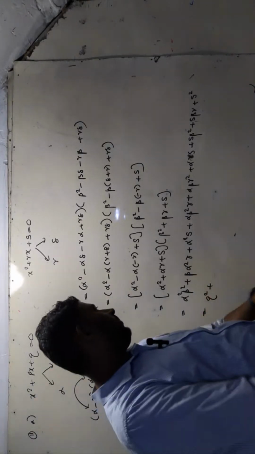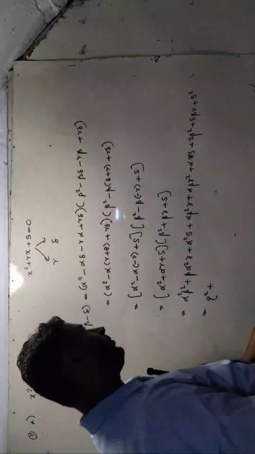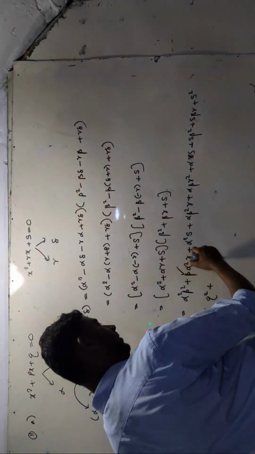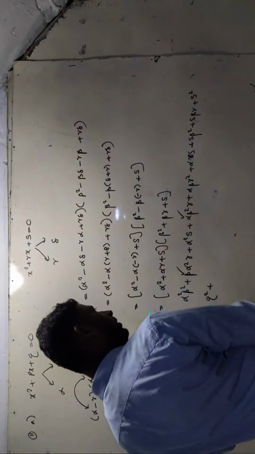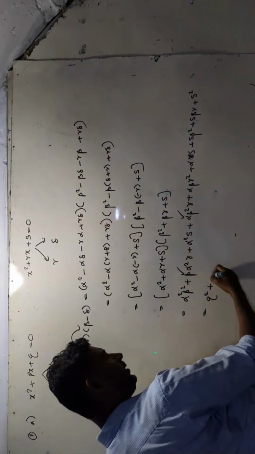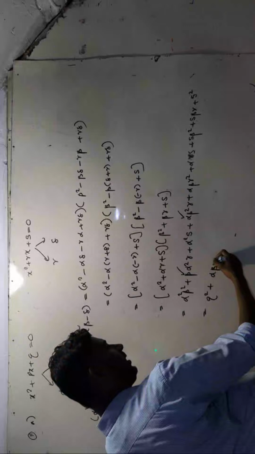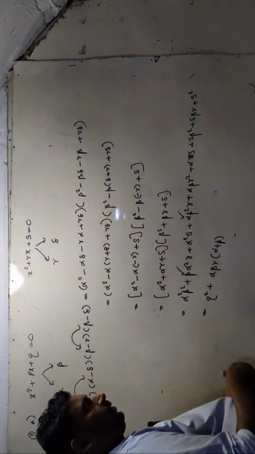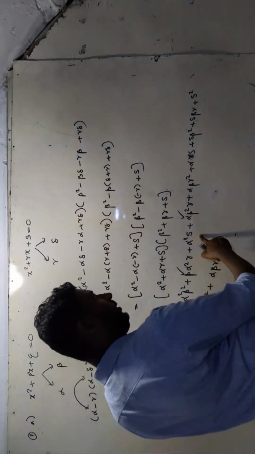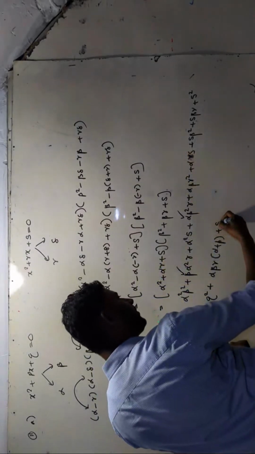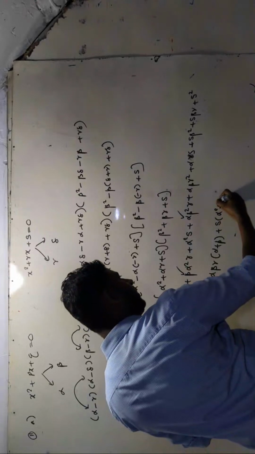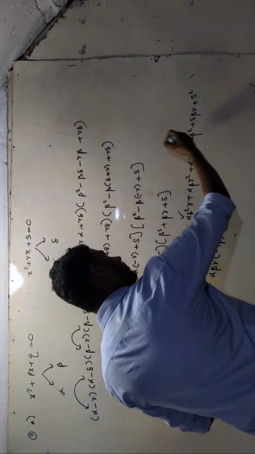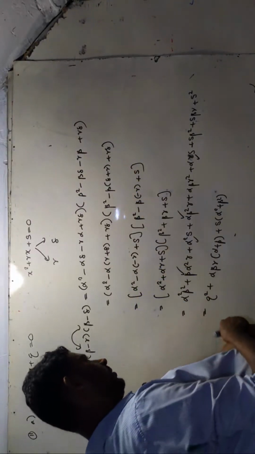Now you can see beta alpha squared r and alpha beta squared r. Using these two, we can take out alpha beta r, so it will be alpha plus beta. Then alpha squared s and s beta squared, we can take out s, so alpha squared plus beta squared. Right. So what next?